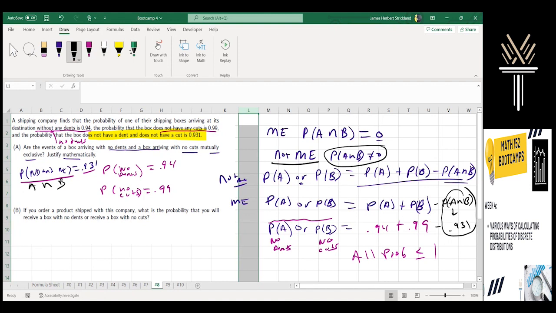And so even without knowing this number, even without being told it's 0.931, because these two probabilities are over 1 if you add them up, we know by default it can't be mutually exclusive. And so you would say it's not mutually exclusive because 0.94 plus 0.99 is greater than 1.